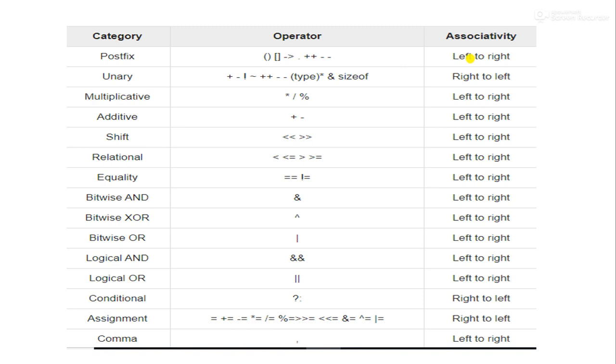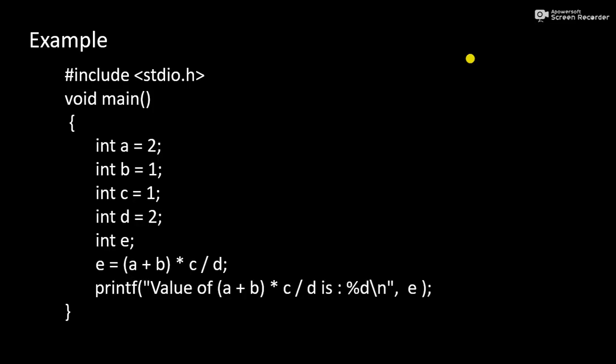To clear the concept of operator precedence and its associativity, I am going to take the help of this C programming code. Here in this simple C code, we have declared 5 variables and assigned a value to each variable. We have assigned a equals 2, b equals 1, the value of c is also 1, and the value of d equals 2. And we have another variable e, to which we assign the value of this expression.